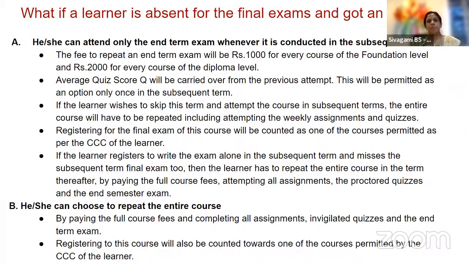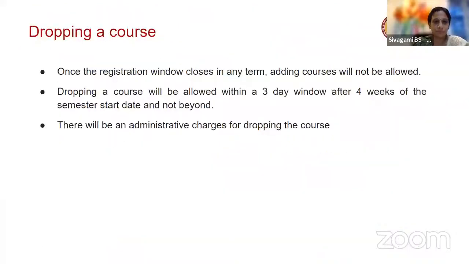So what you have to keep in mind is, suppose you have registered for a course this time and you get qualified, it is the best way to write the end term this term itself and finish it off. Suppose by chance you have missed it, do it in the next term itself. If you postpone after that, you'll have to start from step 1, which is the week 1 assignment. So it is better you finish it in this term or maximum next term. When you choose to repeat the entire course, you'll have to pay the full course fees and attend the quizzes and everything.